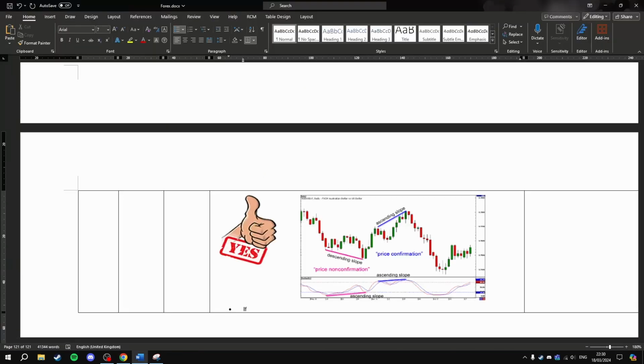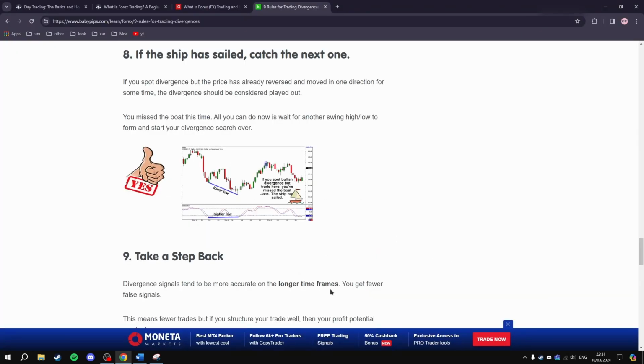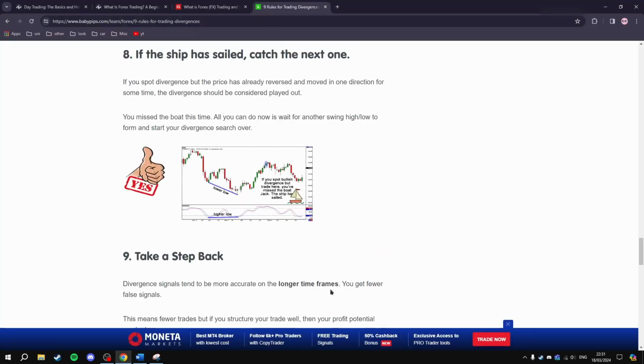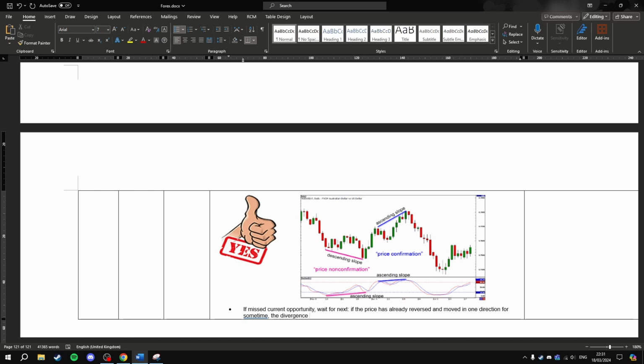So, if you've missed the current opportunity, wait for the next. If the price has already reversed and moved in one direction for some time, the divergence should be considered played out.